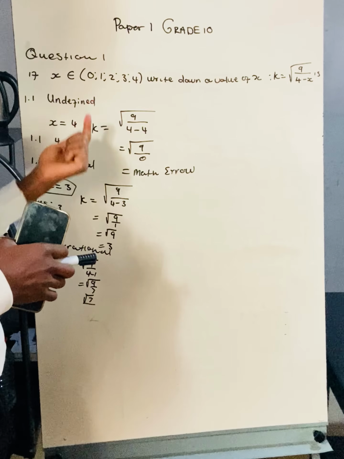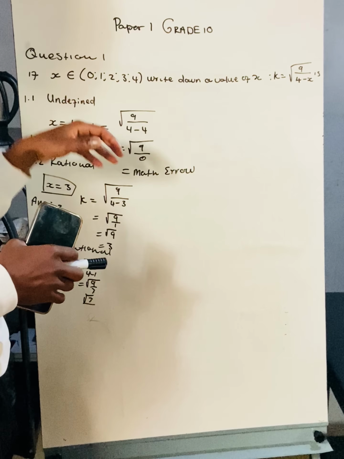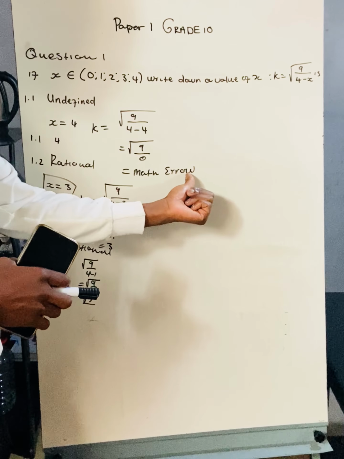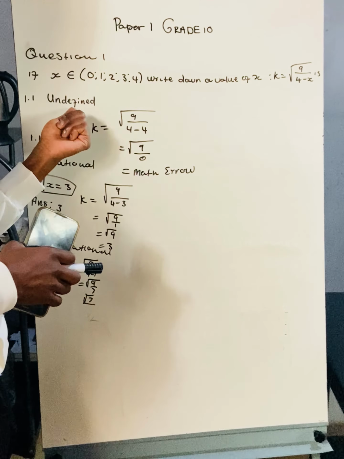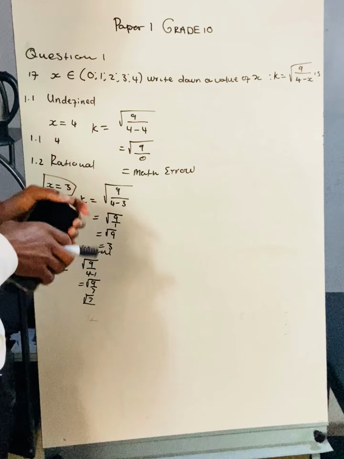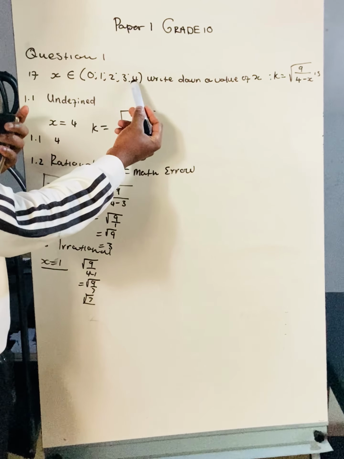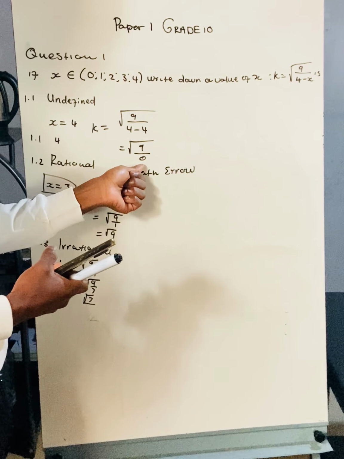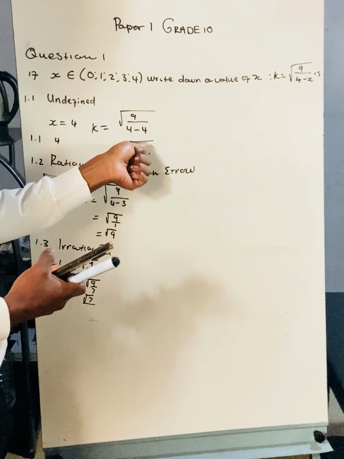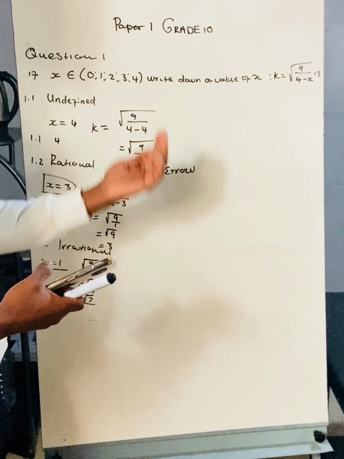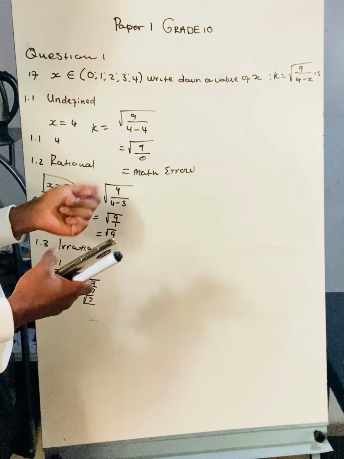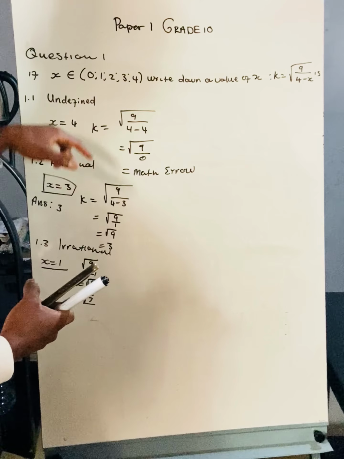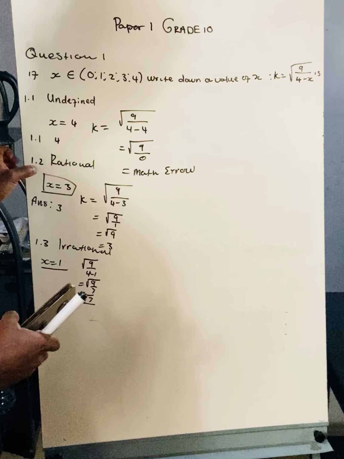So what we know about undefined is that every time it is undefined, when you press on your calculator, the moment it says math error, you must know that this is undefined. So I decided to take this 4, because I know 4 minus 4 is going to give me 0. And also I know that 9 divided by 0 is going to say undefined. Okay, this is what I did, guys. Therefore, our answer for 1.1 is going to be 4.